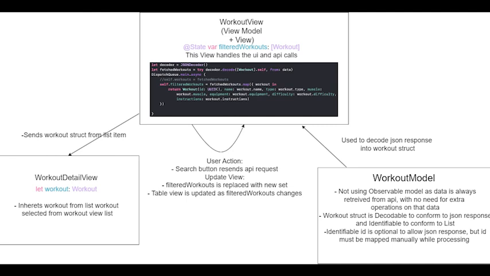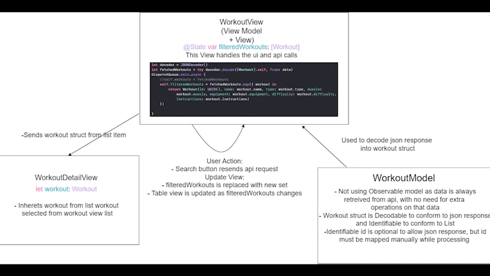For the workout view, the view at the top serves as the view model, which holds the UI for users to enter a search, which is used to fetch workouts from an API call and update the view with a table view of their results. The workout model defines the workout struct to be decodable to allow the API call to decode the JSON results, and identifiable to conform to the list or table view.